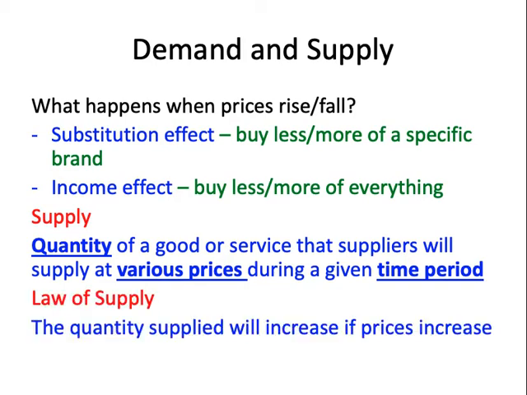In the law of supply, similarly, the quantity supplied will increase if prices increase. So this is a positive relationship. If prices go up in the marketplace, suppliers are willing to supply a greater quantity of that thing. Why? Because they're going to make more money on it, and so they'll sell more if they can. That is the law of supply. So let's take a more detailed look at what these two things mean or look like.